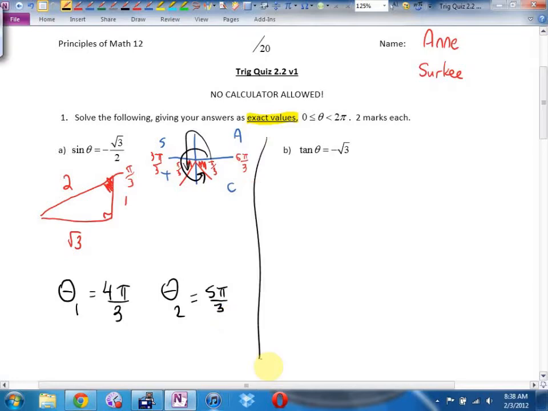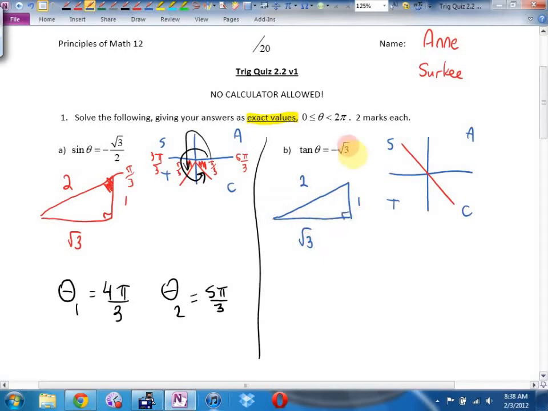B. Once again, we do our CAST rule. This looks an awful lot like tangent is negative, which means we're there and there. I need a triangle with a root 3 in it. I'm pretty sure that's a job for the 1, 2, root 3 triangle. By the way, Sandali, root 3 over what? What's underneath there? It's invisible. Yeah, really, I'm looking for a triangle with a root 3 and a 1 in it.